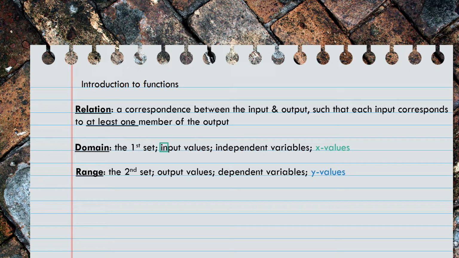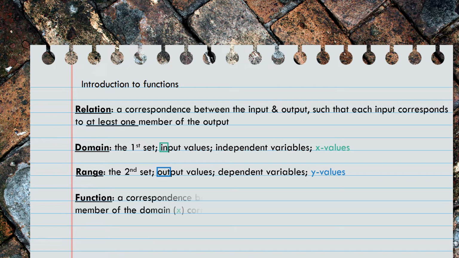Now range is the second set, or the output values, the dependent variables, commonly referred to as the Y values. Now notice the word output. It has the word out. That's also going to be kind of helpful in the future.